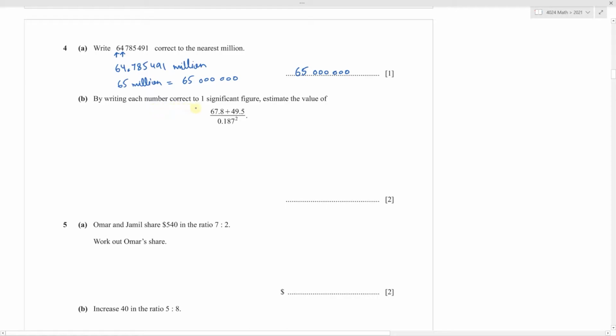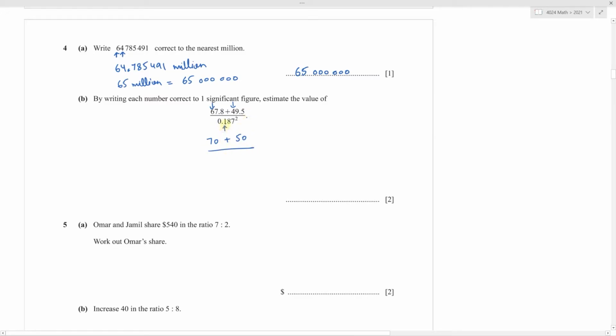By writing each number correct to one significant figure, estimate the value of this. So this is the first significant figure, and the next value is 7, so this will be rounded up to 70, and the rest will be 0. 70 plus, this is the first significant figure, the next value is 9, so this will be rounded up to 50, and the rest will become 0, so 50.